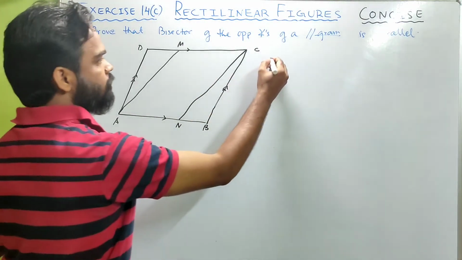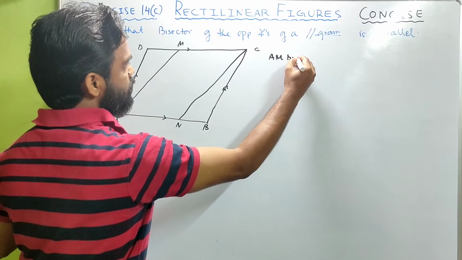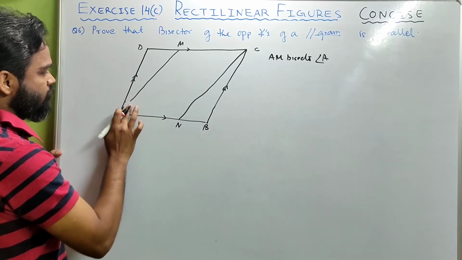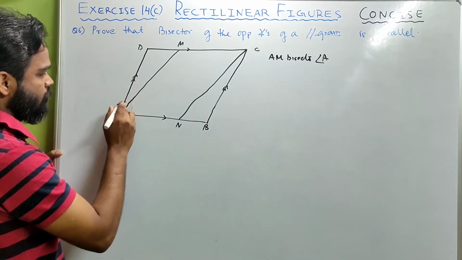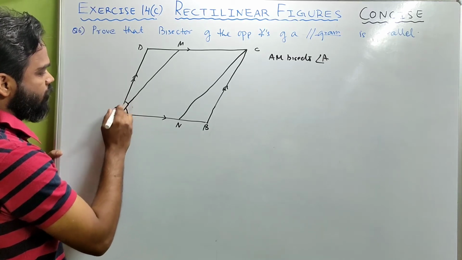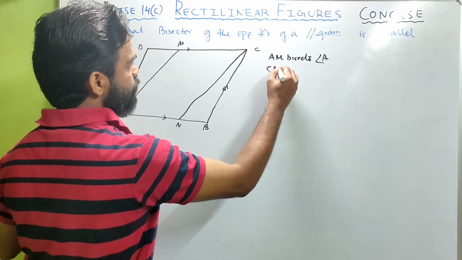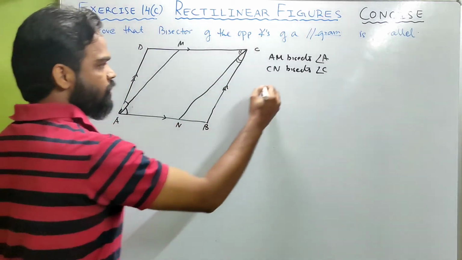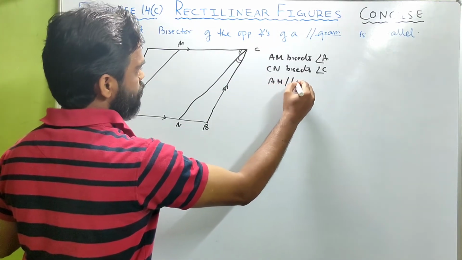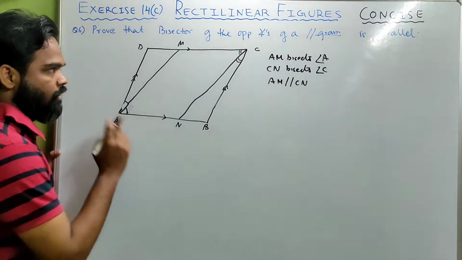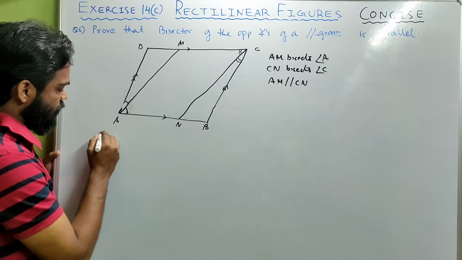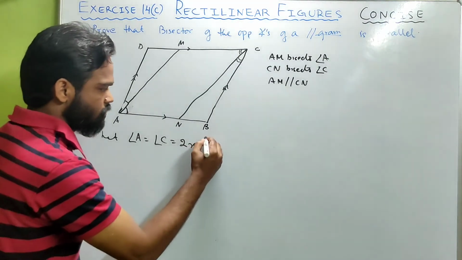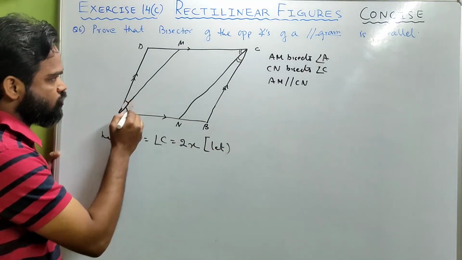Given: AM bisects angle A into 2 equal halves. So this angle and this angle are equal. And CN bisects angle C, this is given to us. This angle and this angle are equal. We need to prove that AM is parallel to CN. Pretty easy. In a parallelogram, opposite angles are equal. So let angle A equal angle C equal twice x. Then this entire angle is 2x.